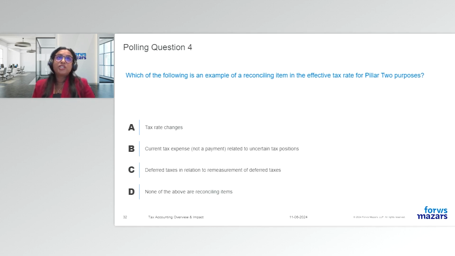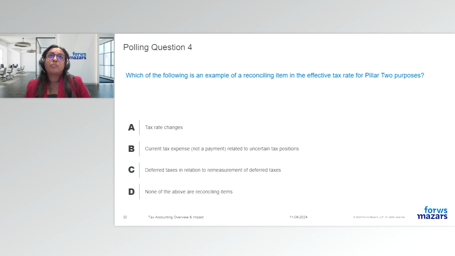So tax rate changes. The deferred taxes are now, for Pillar 2 purposes, calculated against the minimum tax rate. Yeah, so the tax rate changes will not impact the Pillar 2 ETR anymore, because the deferred taxes are set on the minimum tax rate.